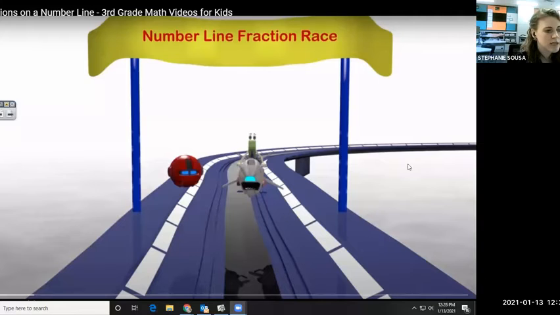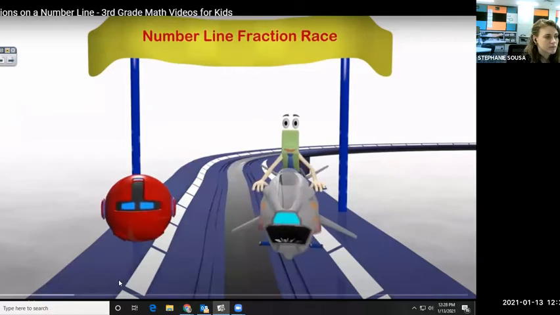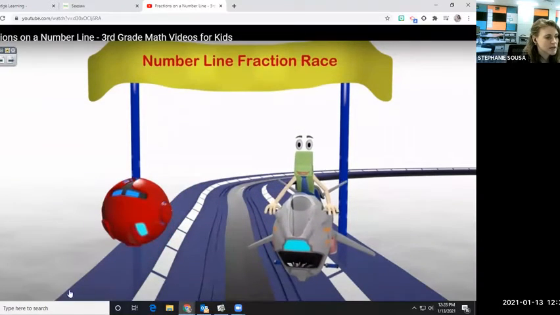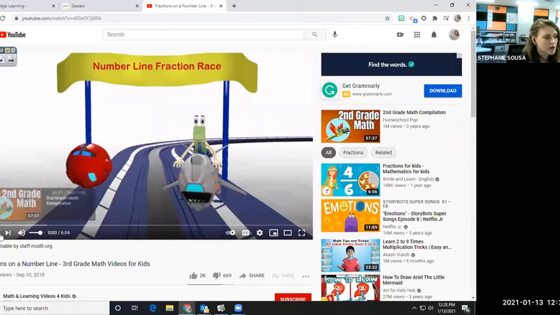We are now going to take a look at a goofy cartoon that's going to help us understand fractions on a number line, and then we will get to work. Please watch and be thinking, because you are getting ready to do the number line fractions that this video shows. Hold on, got to turn on the sound. There we go.